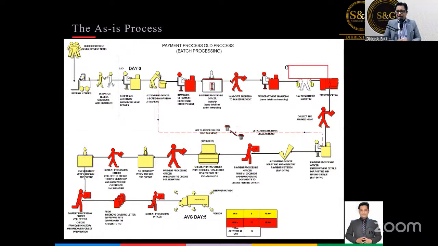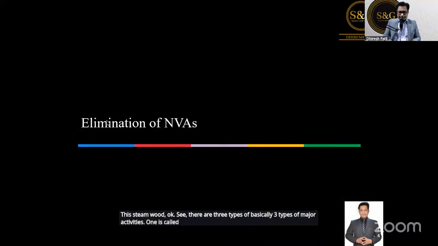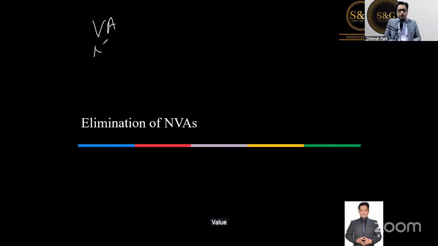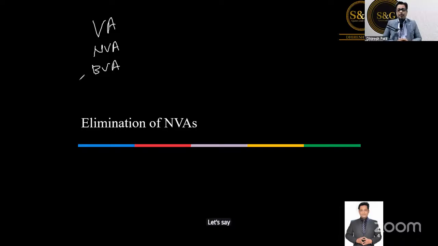TIMWOOD, okay? See, there are basically three types of major activities. One is called value added, then non-value added, and there is something in between called business value added. Let me give you an example. Let's say making product or service according to the customer requirement is called value added activity.